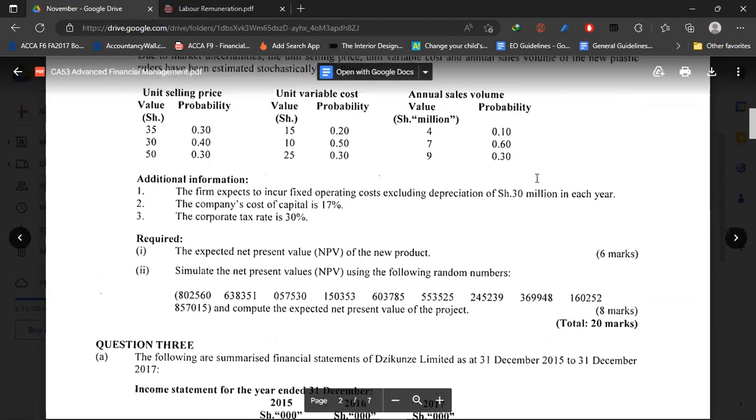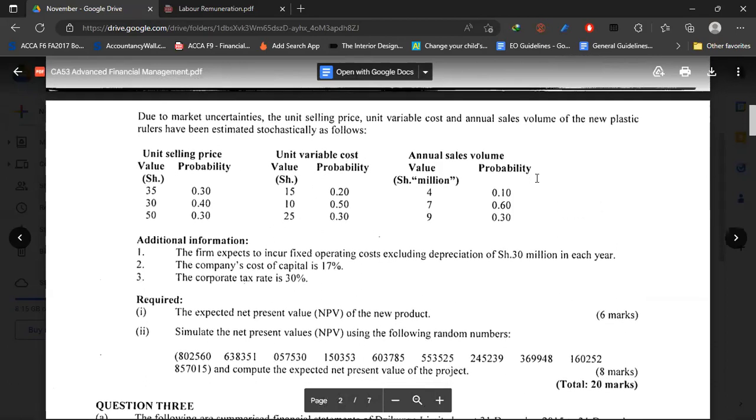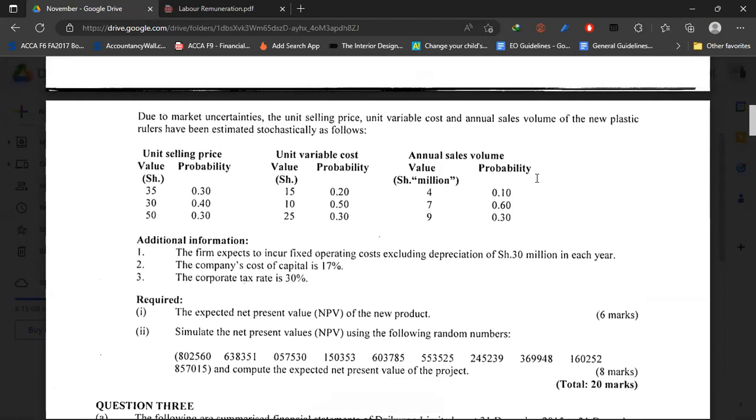Could you kindly scroll down? We have the unit selling price, the values and the probabilities. For 35 shillings, we have 0.30 as the probability. For 30 shillings, we have 0.40 as the probability. For 50 shillings, we have 0.30 as the probability.